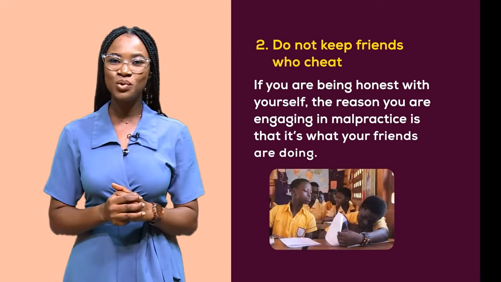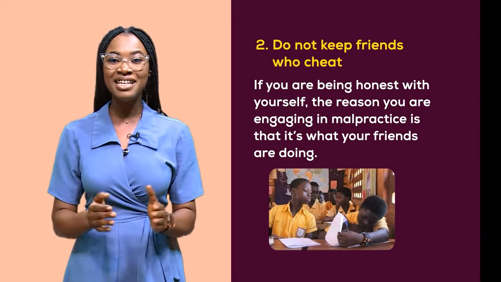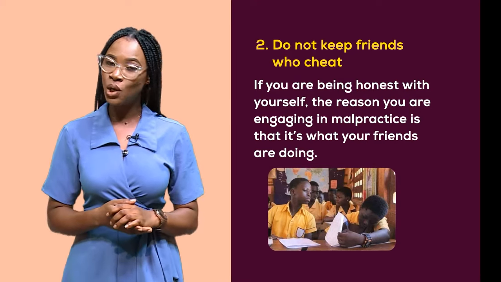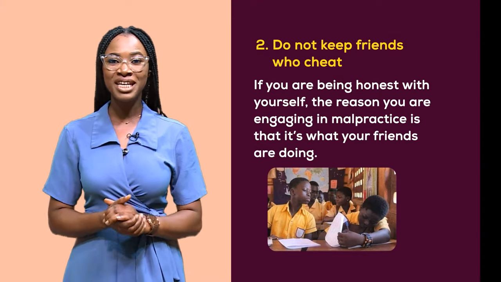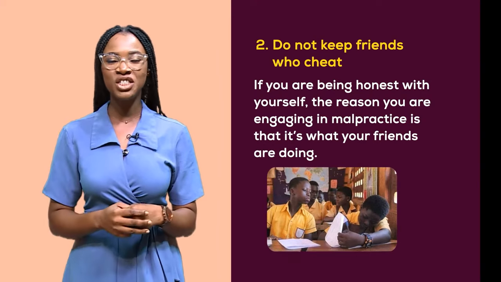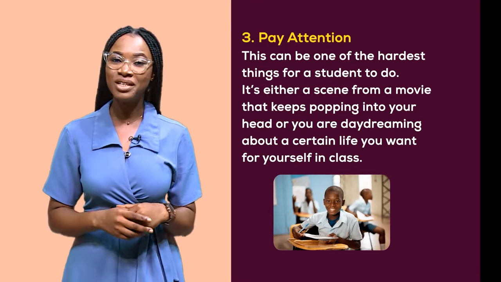Two. Do not keep friends who cheat. If you are being honest with yourself, the reason you are engaging in malpractice is that it is what your friends are doing. If they were absent in your life, the chances of you doing it on your own are low. Whenever there's an exam going on, stay away from your acquaintances who cheat, and if possible, cut off every relationship you have with them. Friends like that are not what you need to make changes. Having them in your life will only make you go back to your old habits. The solution you need is to keep away from those friends that keep dragging you into the path of malpractice.